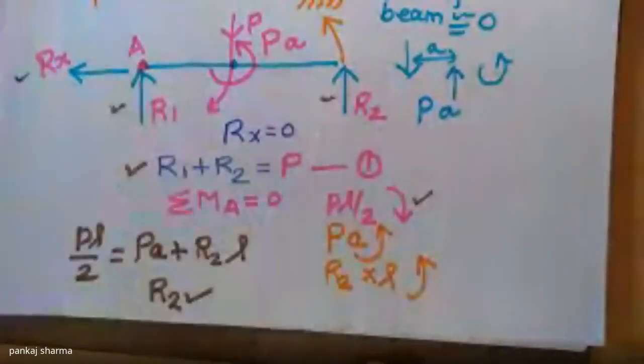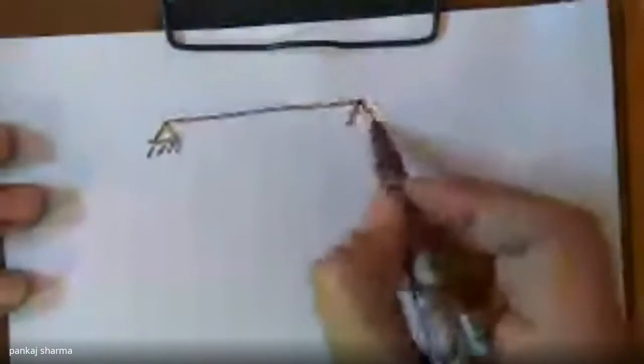So these are the properties of the pin and roller joint. This is a simple example just to understand the concept of the pin and roller joint.